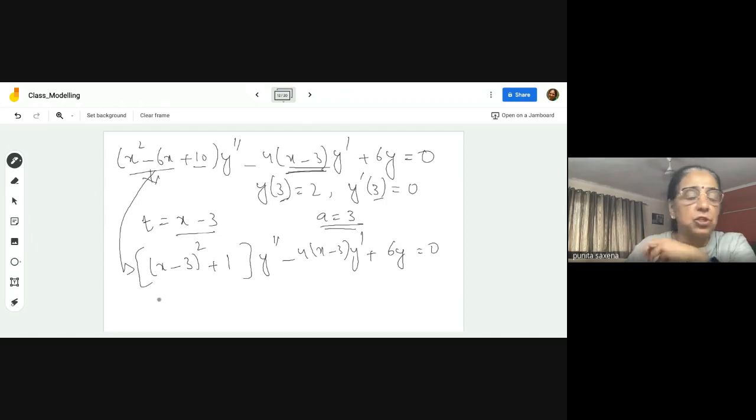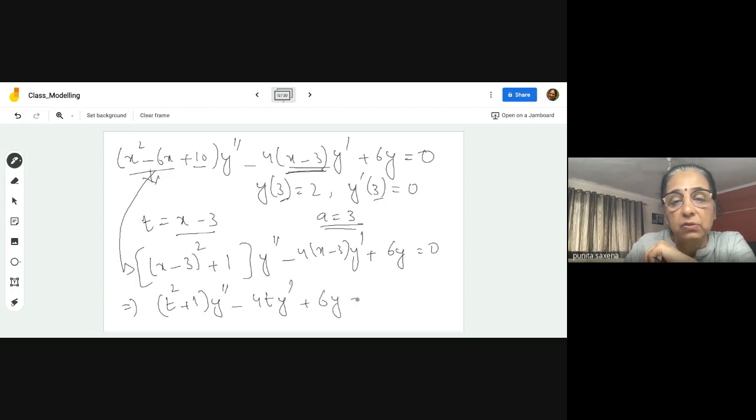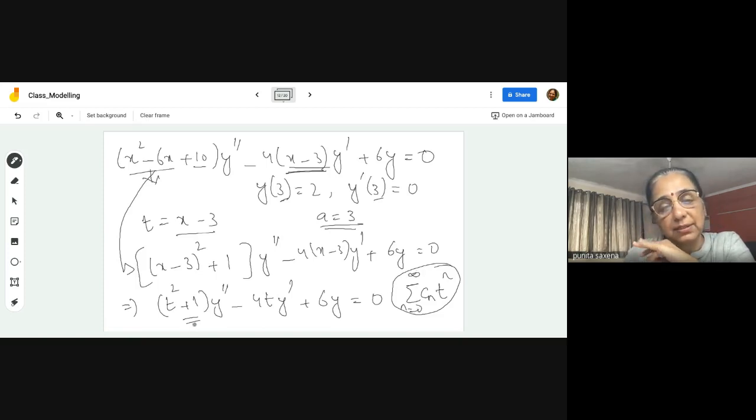Now, of course, when you substitute, you verify that your y dash and y double dash do not change. So this becomes simply (t square plus 1) y double dash minus 4t y dash plus 6y equal to 0. Now you can see your singular points are plus minus iota. So 0 is not a singular point. That means you can find a series solution of this form, Cn t to the power n, where n starts from 0 to infinity. Is this clear?